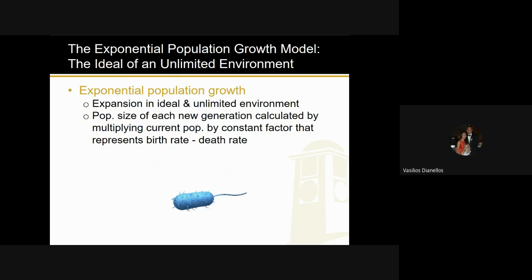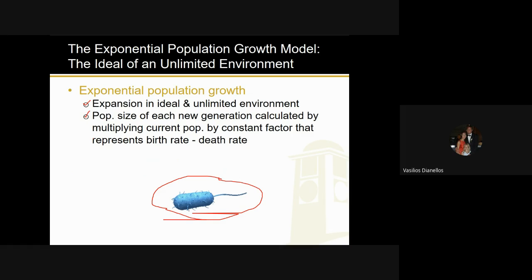Exponential growth. This is the expansion of a population in an ideal and unlimited environment, which is why I've got this picture of a bacteria. This is why bacteria grow so quickly, right? Why you get bacterial infections, because relatively, your body would be an ideal and unlimited environment. There's plenty of things to consume. So that's what a bacterial infection would be.